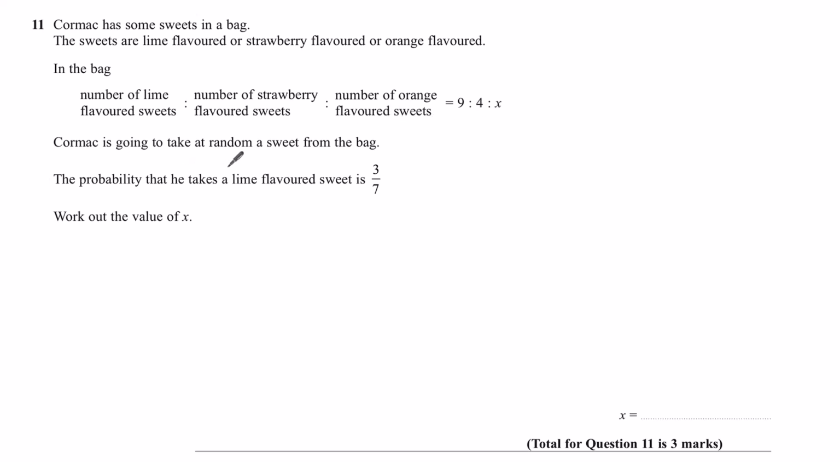Cormac is going to take a random sweet from the bag. The probability that he takes a lime flavoured sweet is 3/7. Work out the value of X.